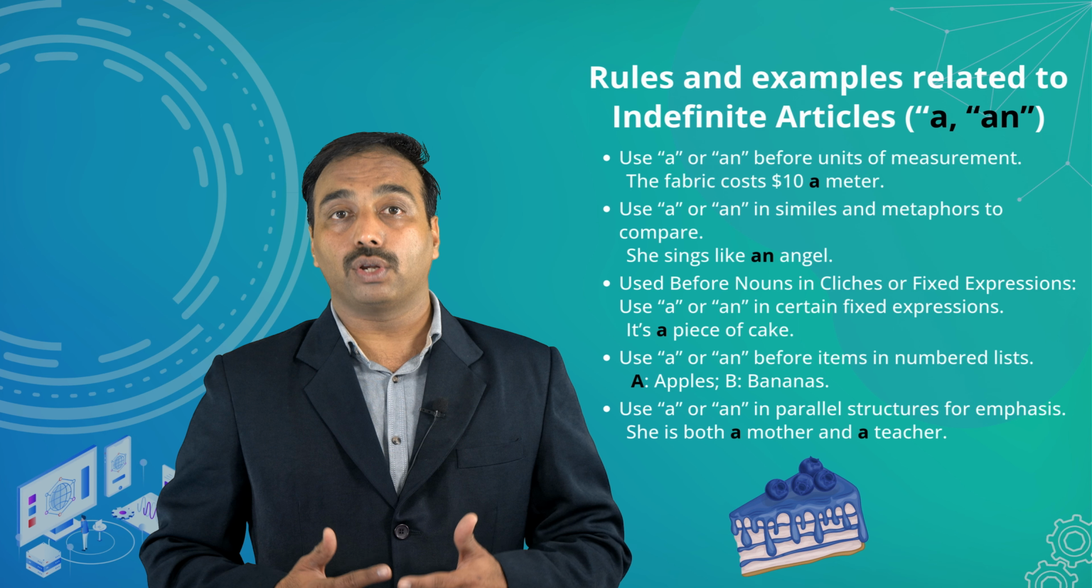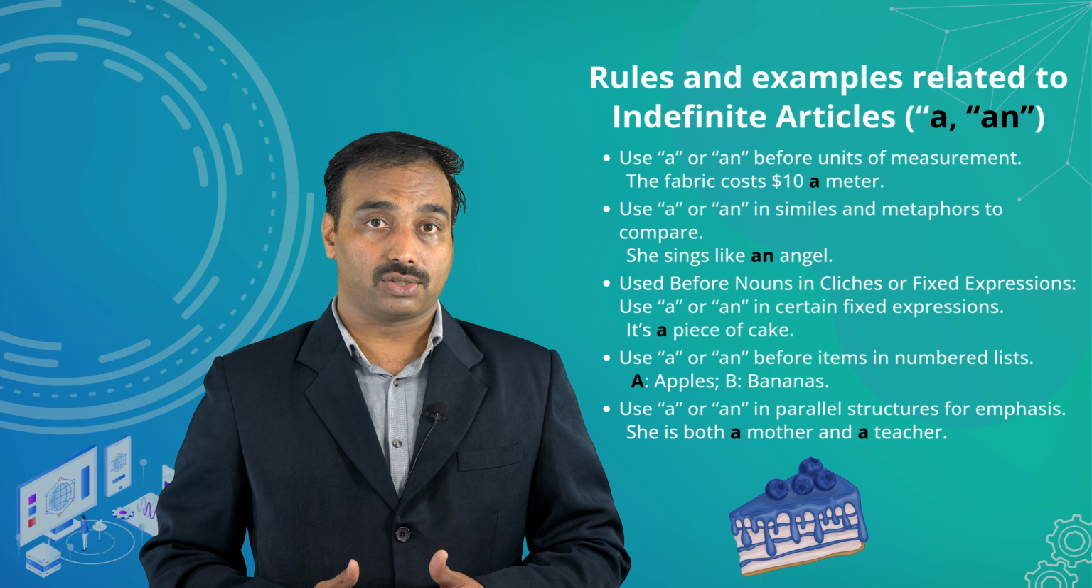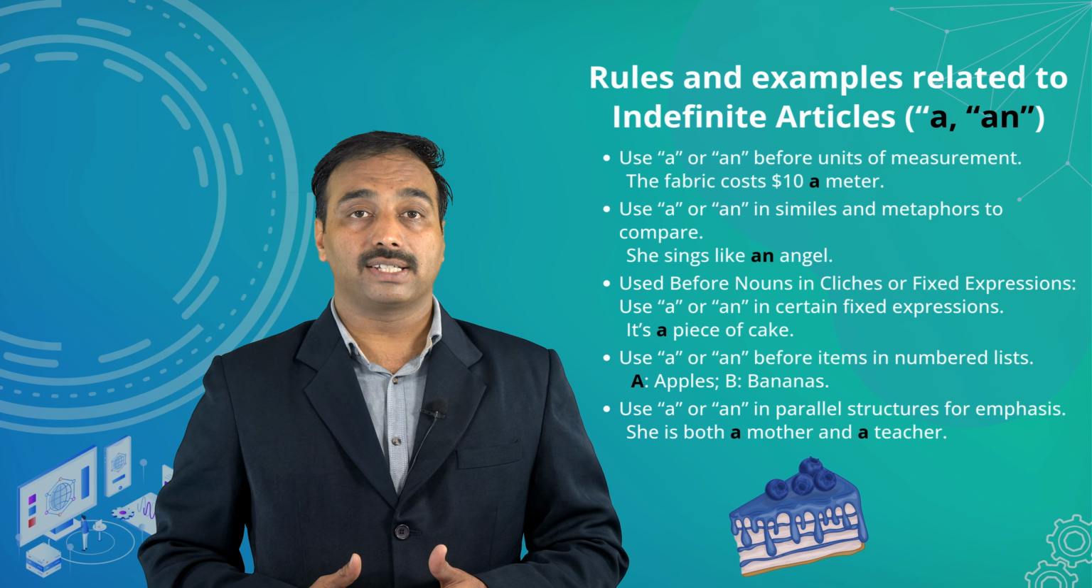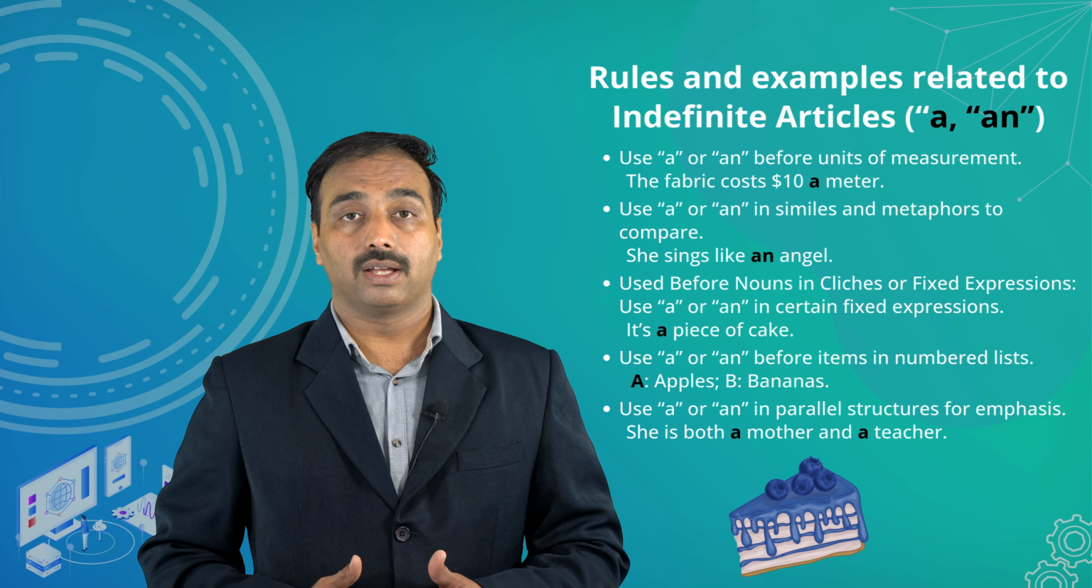These are also used before nouns in cliches or fixed expressions. Use a or an in certain fixed expressions. For example, it's a piece of cake.